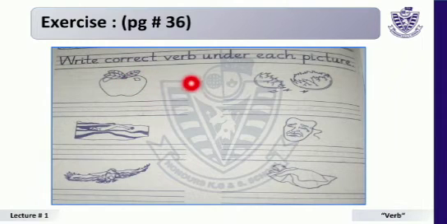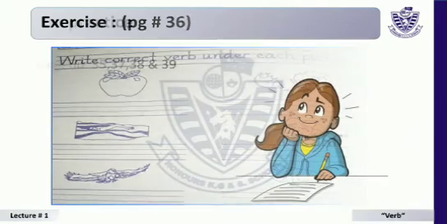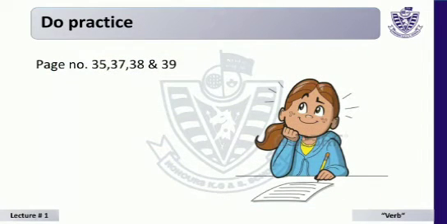Write correct verb under each picture. Here we will write eating. Here we will write breaking. Here we will write swimming. Here we will write crying. Here we will write flying, and here we will write sleeping. Do practice on page number 35, 37, 38 and 39.